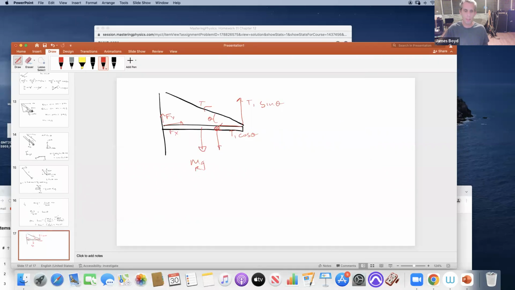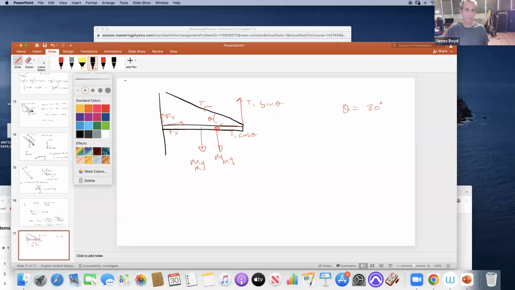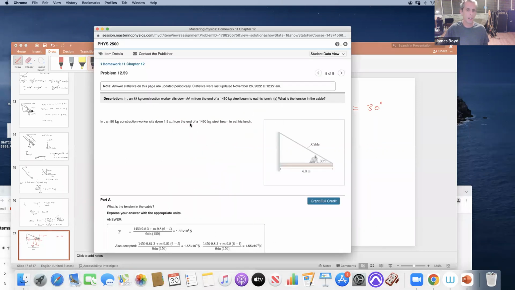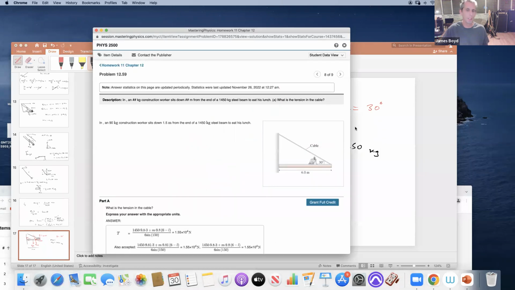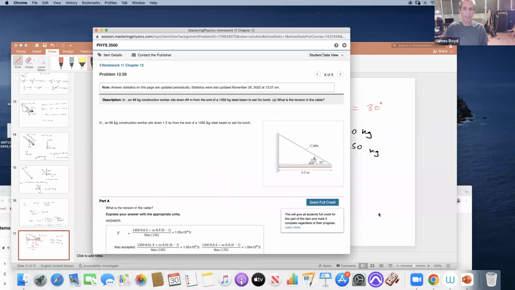So we have, at some point, some man. And we know that our angle is 30 degrees. All right. And he is 1.5 from the end of a 6 meter rod. So this is going to be 1.5, and the whole thing is going to be 6. And the beam itself is 1450, and the man is 90. So what is the tension in the cable?